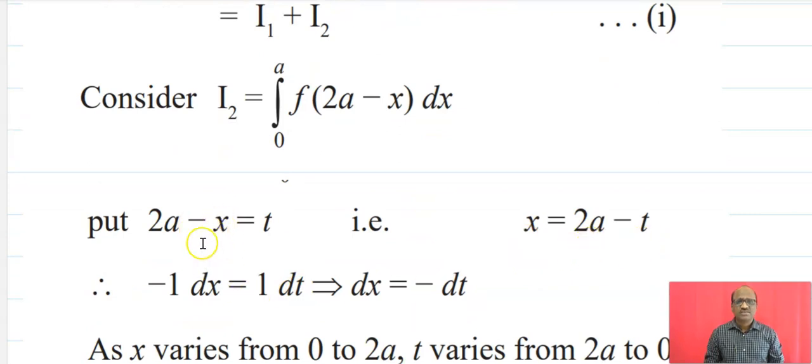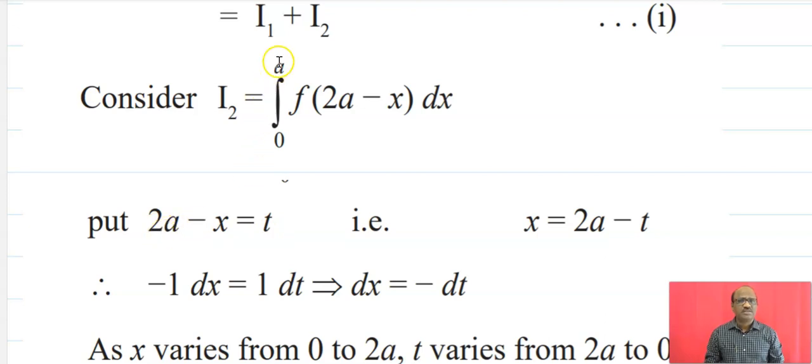What about dx? Differentiate. 2a is a constant, its derivative is 0. Minus 1 dx equals 1 dt. Therefore, dx equals minus dt. Now we will change the limits, upper limit and lower limit. First put x equals 0. Then you will get t equals 2a. Therefore the values of t vary from 2a.